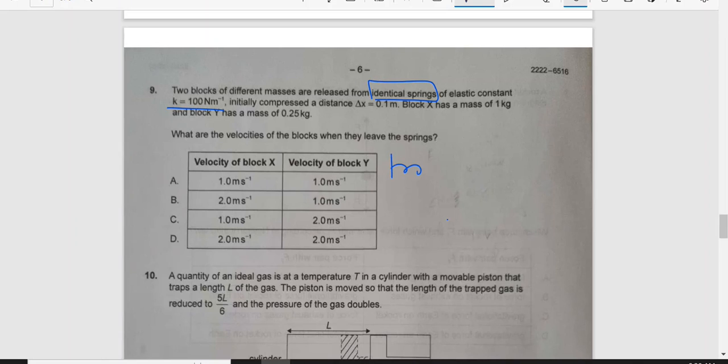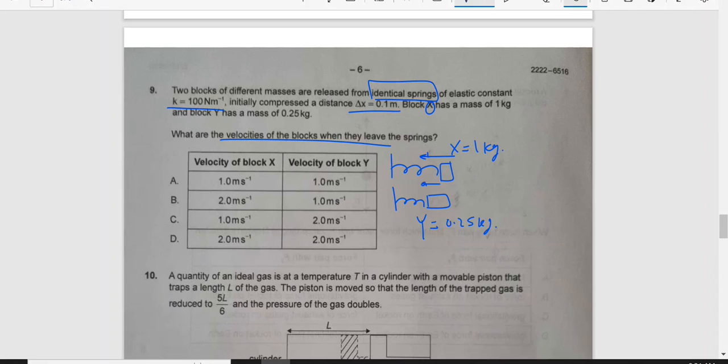So you have a spring. I compress the spring, I push the spring inward, so the spring will be compressed. The distance here is 0.1 meter. We have a block X and a block Y. X has mass 1 kilogram and Y has mass 0.25 kilogram. What are the velocities of the blocks when they leave the spring?